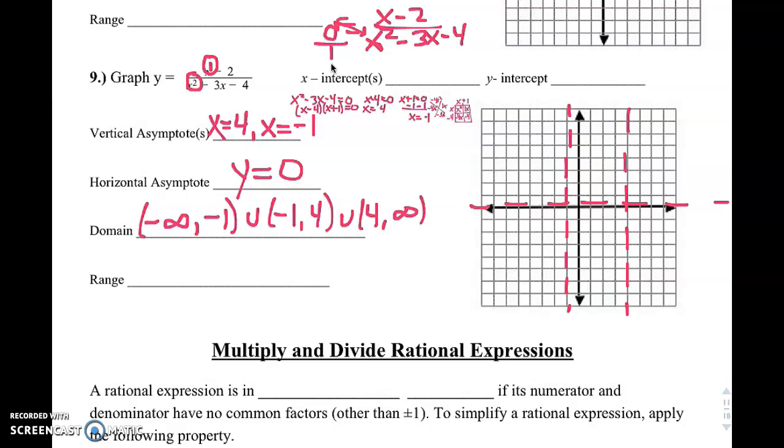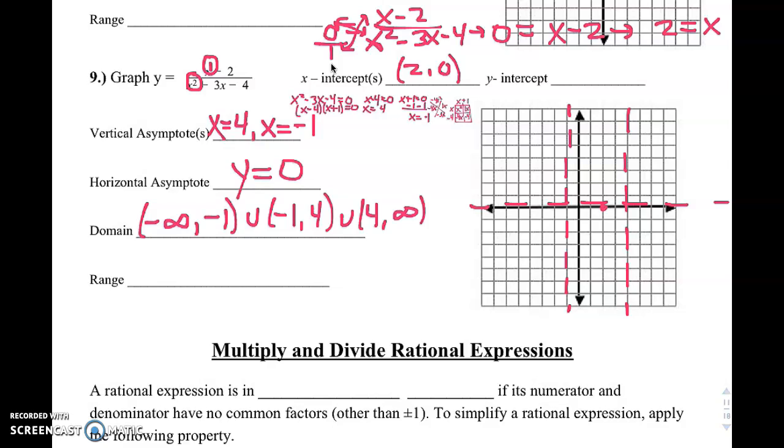If I cross multiply, 0 times that denominator is just going to be 0. 1 times the numerator is just going to give me the numerator. So I get 0 equals x minus 2. And then if I add 2 to both sides, I see x equals 2. So my x-intercept is (2, 0). And so now I know I do cross that horizontal asymptote, and so my range is not going to be broken by the horizontal asymptote.